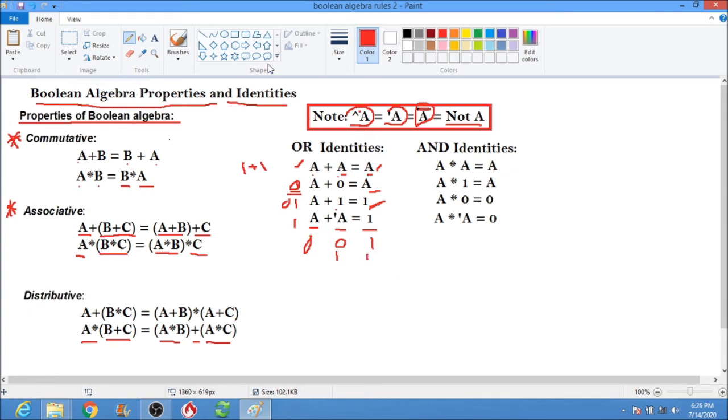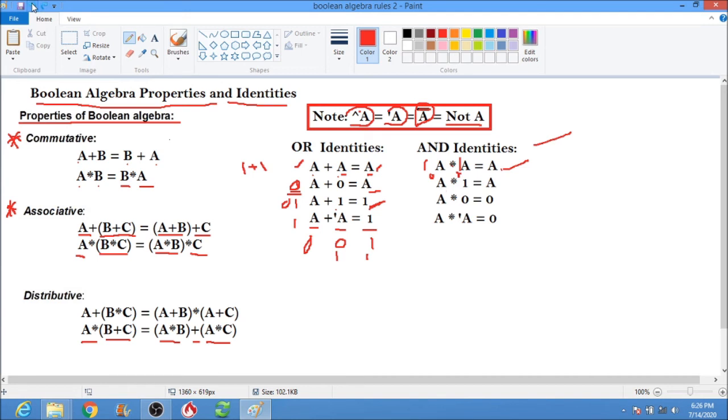For the AND identities, A times A is equal to A. Why? If A is 1, 1 times 1 is 1, which is equal to A. If A is 0, 0 times 0 is 0, which is also equal to A. Next, A times 1 is equal to A. A times 0 is of course equal to 0, and A times not A will be equal to 0.